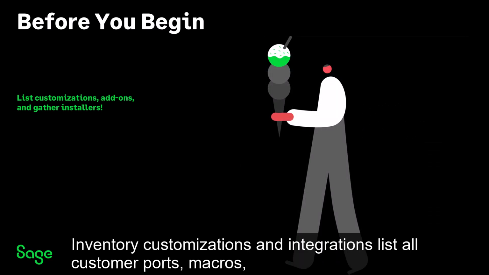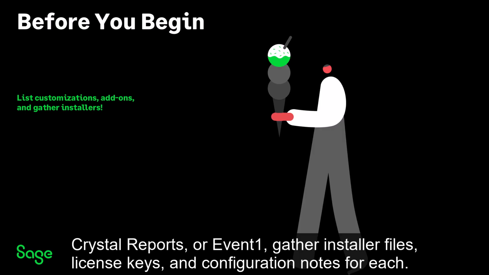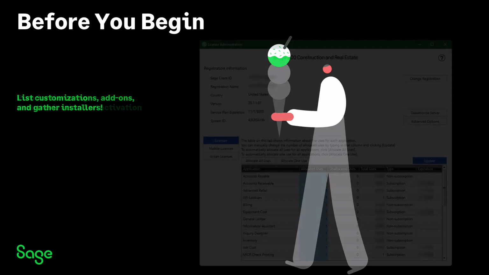Inventory customizations and integrations. List all custom reports, macros, and third-party integrations, such as Sage Paperless Construction, TimberScan, Crystal Reports, or Event1. Gather installer files, license keys, and configuration notes for each.